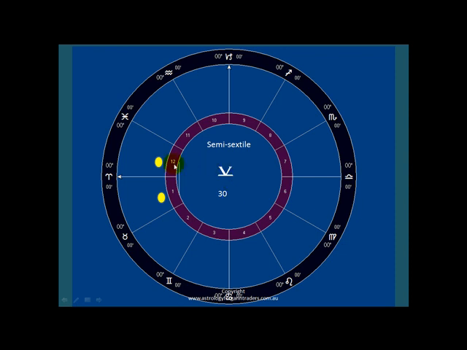And then we have just one sign apart, they're next to each other, which is 30 degrees, and it looks like an upside down table, and it's called a semi-sextile. And the last one is the conjunction, when they're exactly together. So you can see that again, and it's 0 degrees.